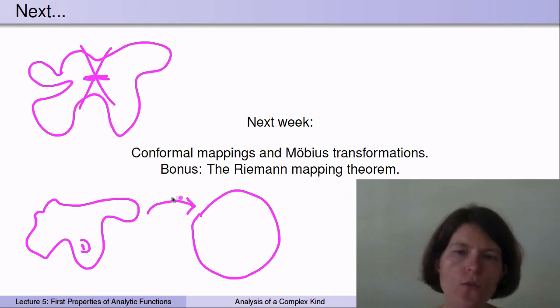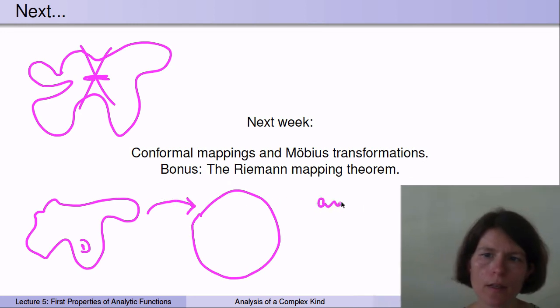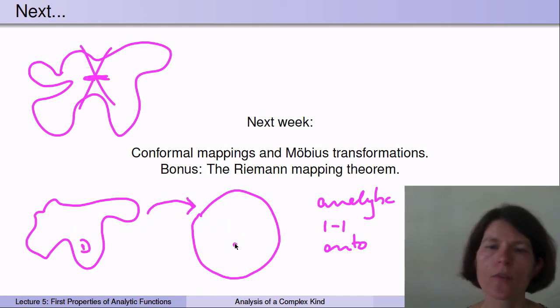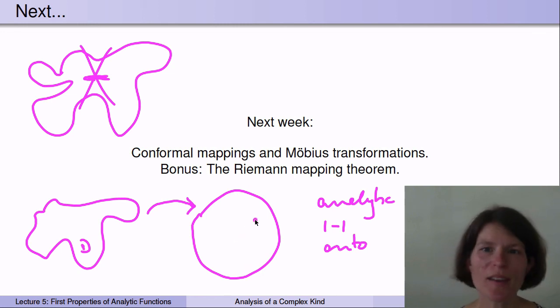And it's going to be a conformal mapping, so it's going to be analytic, one-to-one, injective. I'll explain what that means next week, and onto. So in other words, the Riemann mapping theorem makes it possible to transfer things back and forth between this domain and the unit disk. This is one of the most amazing theorems in complex analysis, and we'll learn about it next week.